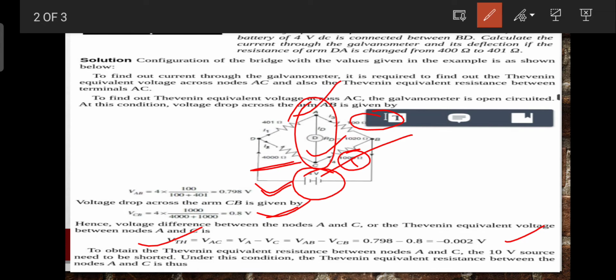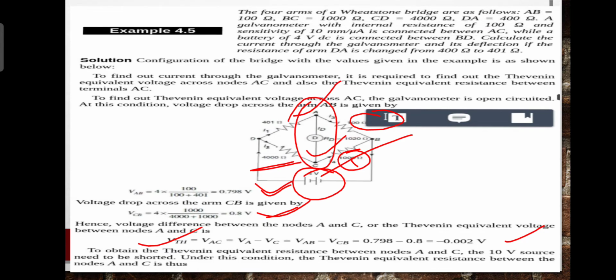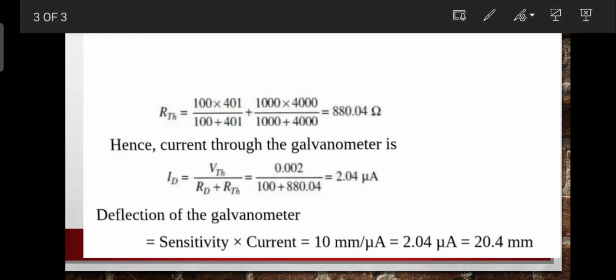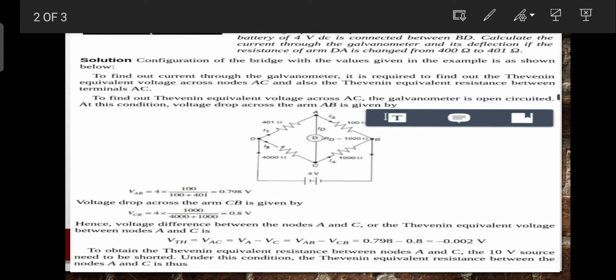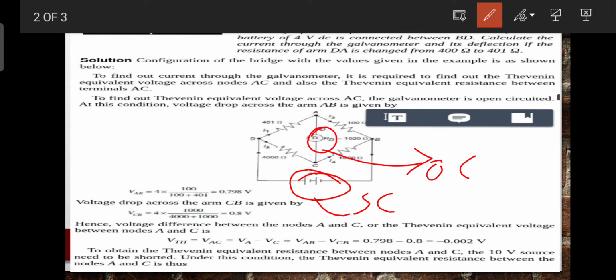And then we have to find the Thevenin's resistance, or the equivalent resistance across points A and C. Here, like the previous problem, we have also calculated this. To calculate the equivalent resistance, the voltage source is short circuited and the galvanometer branch is open circuited. That is open circuit and that is short circuit.